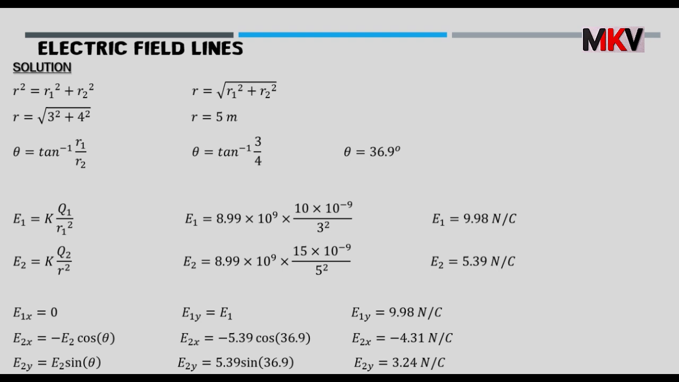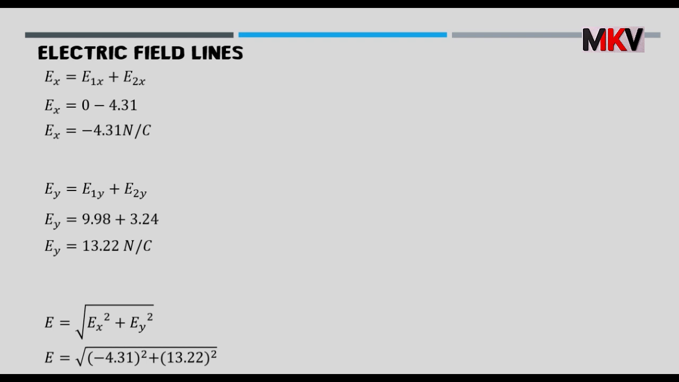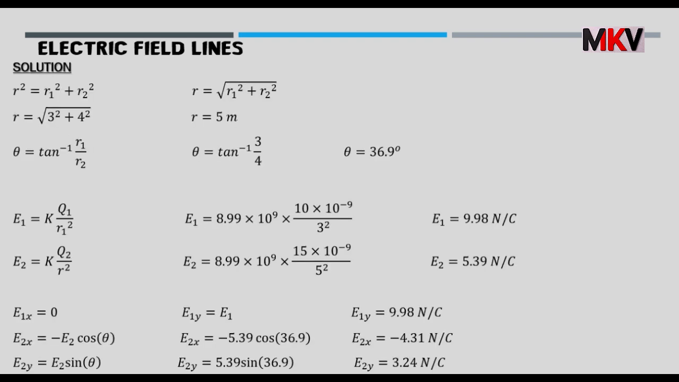Now we are supposed to resolve the distance between Q2 and point P. We know that R squared is equal to R1 squared plus R2 squared. Therefore, our R will be equal to the square root of R1 squared plus R2 squared. Substituting our values for R1 and R2, we get R to be equal to 5 meters.